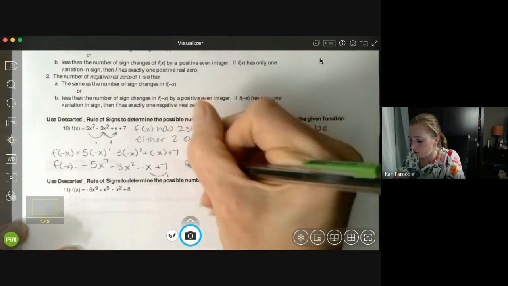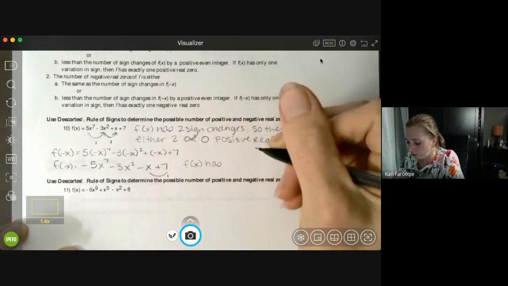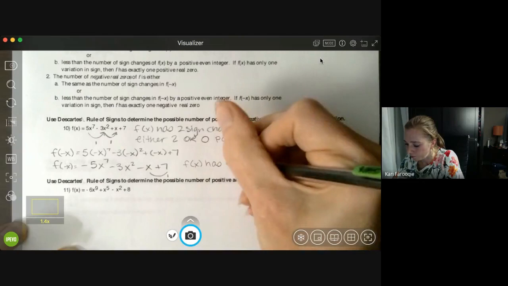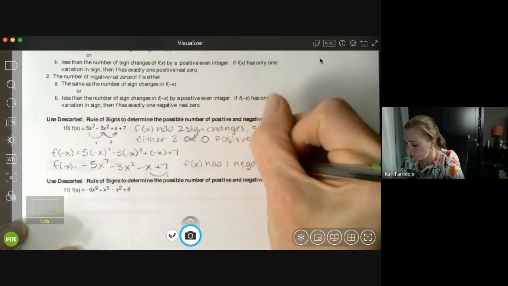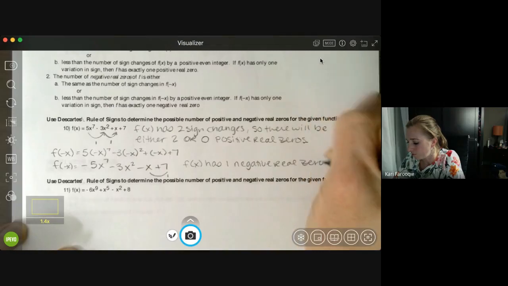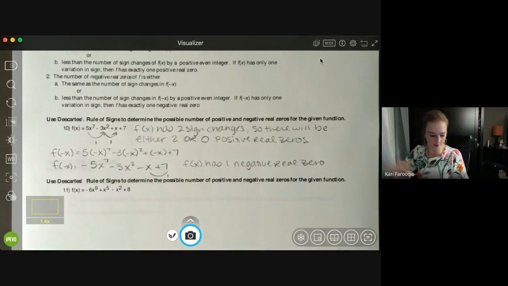So f of negative x has 1 negative real zero. And now we can't subtract 2 from this because we'd get to a negative value, and we can't have a negative number of negative real zeros. So that's it. We'll just say it has 1 negative real zero.